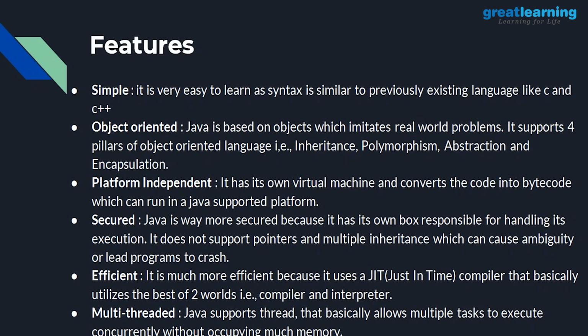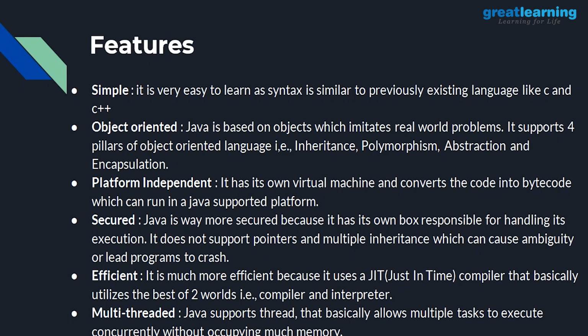This is the most important thing: why are we using Java? We had C, we had C++, so why are we using Java? The first thing is that it's simple. It's very easy to learn, as the syntax is familiar to previously existing languages like C and C++. If we have done any kind of programming in C or C++, this syntax is familiar to that, so it's much easier to learn this language. If not, no worries. Once we complete this course, everything will be clear as crystal.